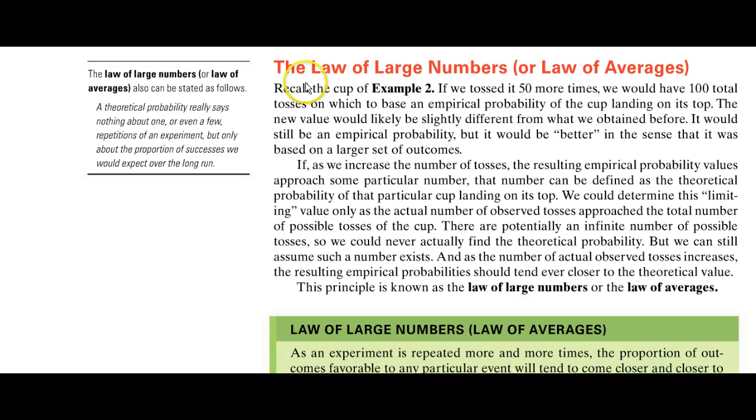Now, in this section, we're dealing with the law of large numbers, or as you may have heard, the law of averages. What does that mean? Well, remember we were collecting data when we tossed the cup, and we did it 50 times. And we said it's going to land on its top 1 out of 10. But any one time that we toss the cup, it probably wouldn't land on its top. Why? Because the law of averages states that.